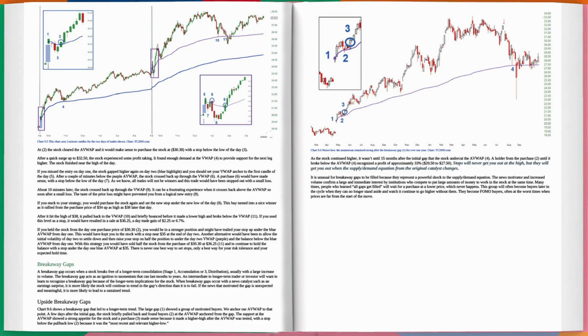If you missed the entry on day 1, the stock gapped higher again on day 2, blue highlight, and you should set your VWAP anchor to the first candle of the day, 5. After a couple of minutes below the purple AVWAP, the stock crossed back up through the VWAP, 6. A purchase at 6 would have made sense with a stop below the low of the day, 7. As we know, all trades will not be winners, and this trade would have been stopped out with a small loss. About 10 minutes later, the stock crossed back up through the VWAP, 9.